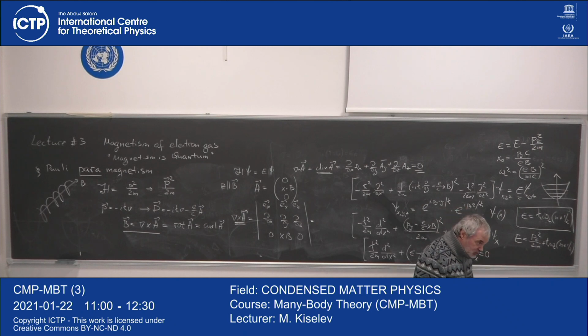The quantization of levels is associated with the orbital motion of the electron. And this phenomenon is again quantum. In classical mechanics, there is no quantization of levels. All variables are continuous. Okay?